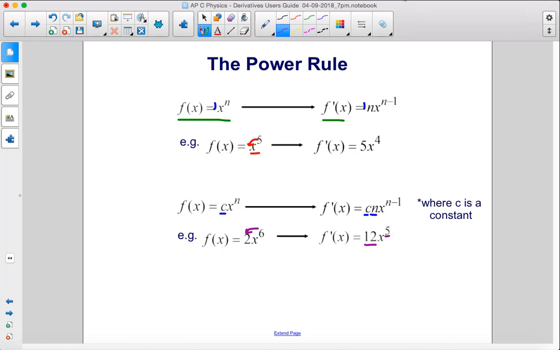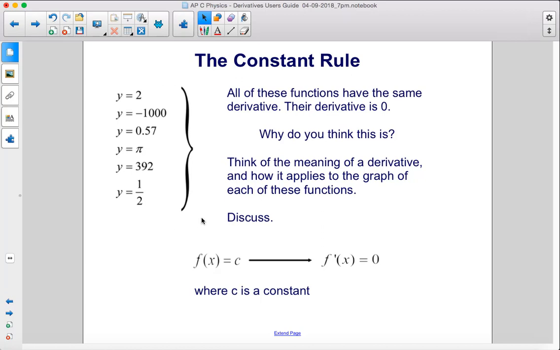power. The constant rule. All of these functions have the same derivative, which is 0. Why do you think this is? Think of the meaning of a derivative and how it applies to the graph of each of these functions. Discuss. So if we have a function equals c, where c is a constant, the derivative of that function is 0. As we learned before, the derivative of a function helps you calculate the slope at any point. So if you take a graph of y equals 2, it would just look like a horizontal line, and the slope at any point on this line is 0.